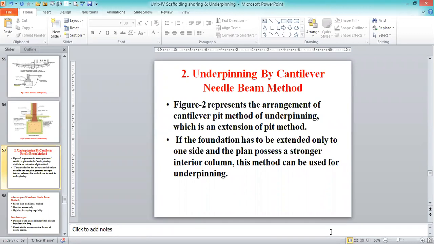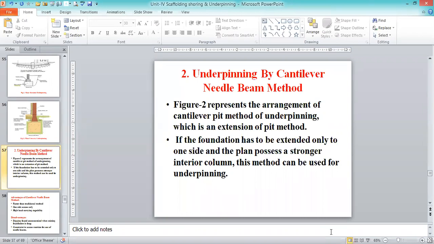In the previous case, the pit method, what we did is the foundation treatment for the entire building, not on one side, but the entire building, in length and width direction. In this case, only one side of the building we are going to treat, by using the underpinning by cantilever needle beam method. Figure 2, I will show, represents the arrangement of the cantilever pit method of underpinning, which is an extension of the pit method. What we did in the pit method, for that extension we are doing here in the cantilever beam technique.